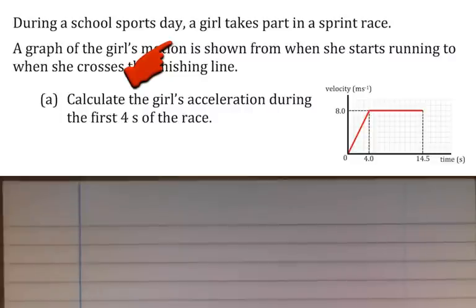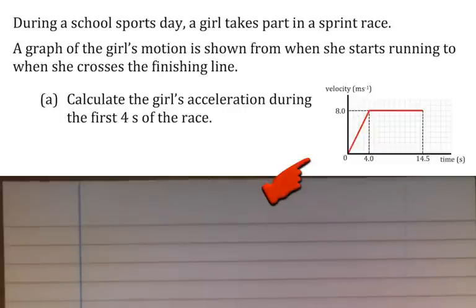Here we have it. I'm hoping that that graph is large enough for you to see. The question says, during a school sports day, a girl takes part in a sprint race. A graph of the girl's motion is shown from when she starts running to when she crosses the finishing line. And part A says, calculate the girl's acceleration during the first 4 seconds of the race.